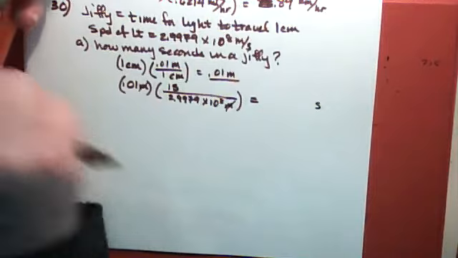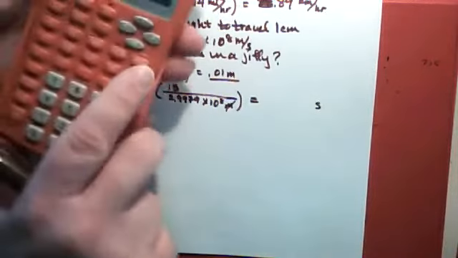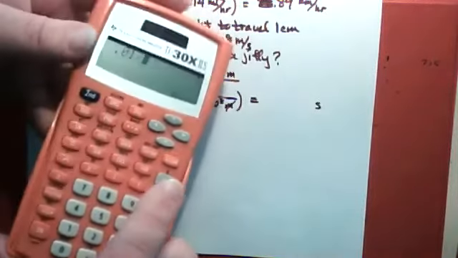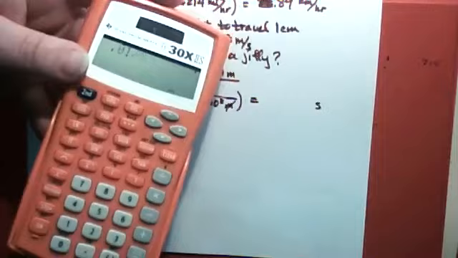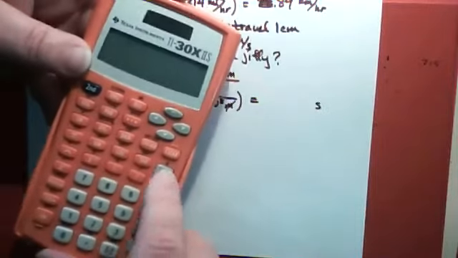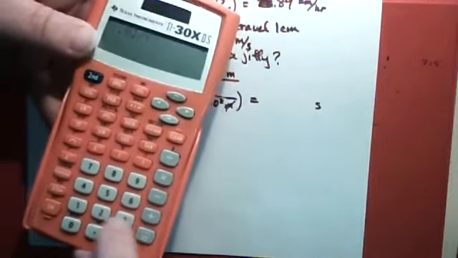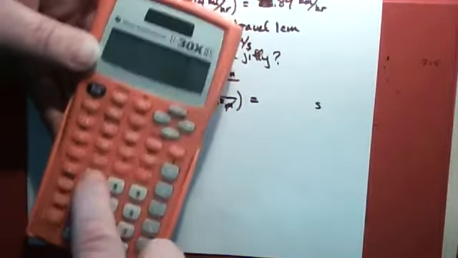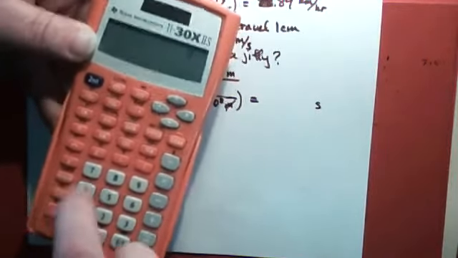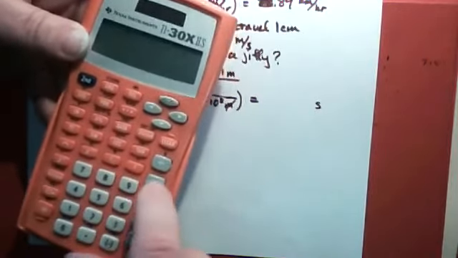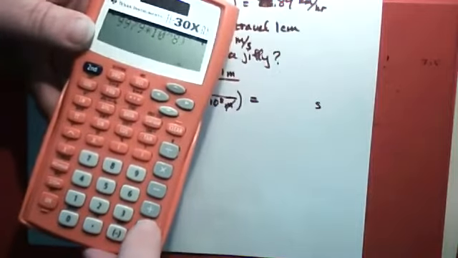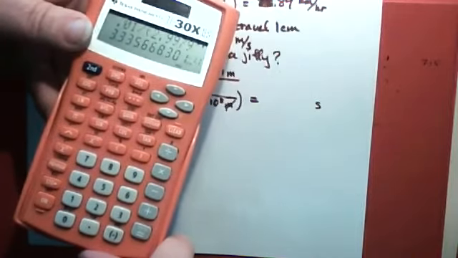So it's 0.01 divided by, and be sure that when you enter the speed of light, you use parentheses because there is some multiplication going on in there. 2.9979 times 10 to the 8th, close parentheses, and then hit equals.